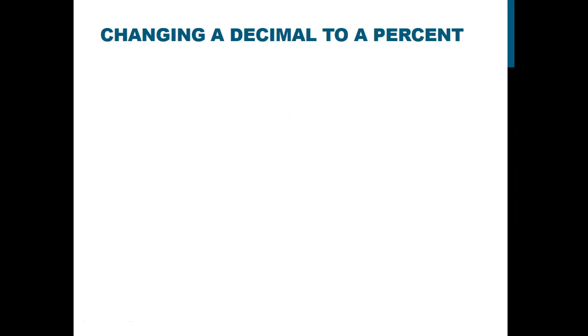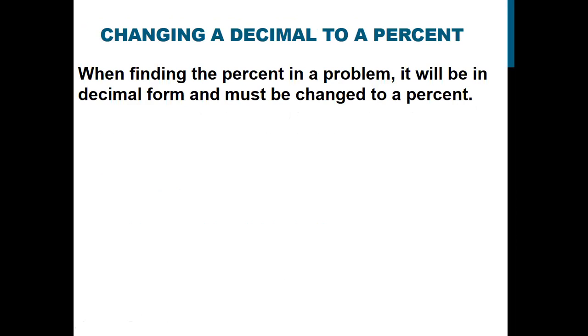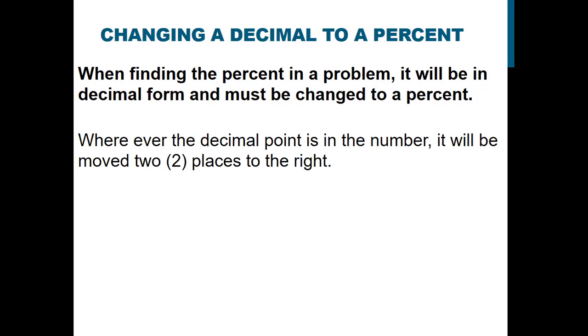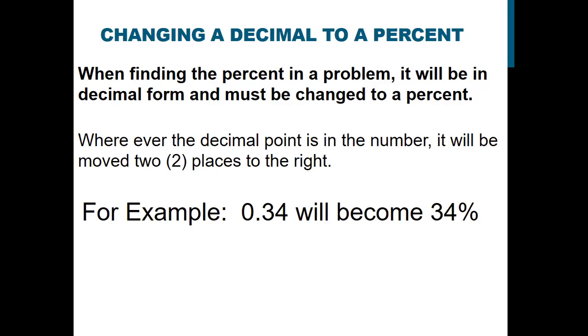Now, changing a decimal to a percent is the exact opposite. Whenever you're trying to find the percent in a problem, the answer you get when you use a calculator or hand calculate it will come out as a decimal, and you'll need to remember to turn it into a percent at the end. Wherever the decimal point is in the number, it will be moved 2 places to the right. So for example, 0.34 or 34 hundredths. If we moved it 1, 2 places to the right, that would become 34%.